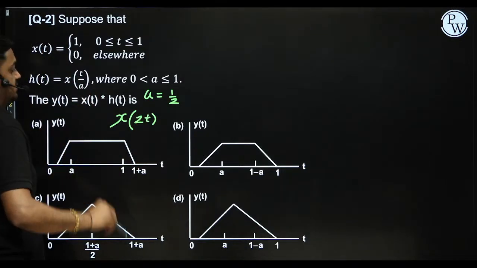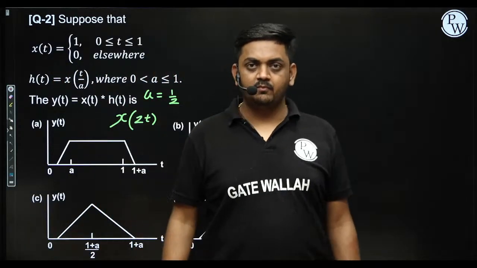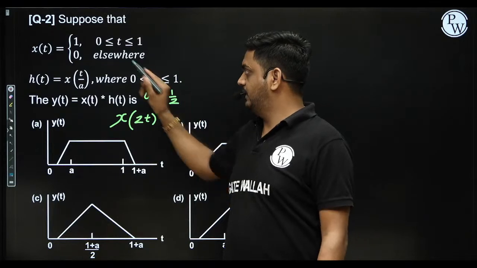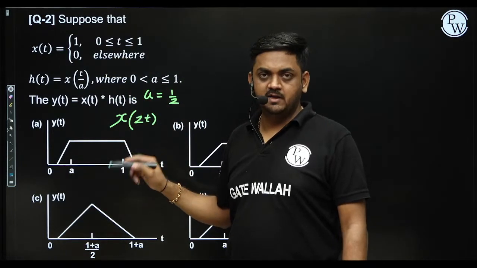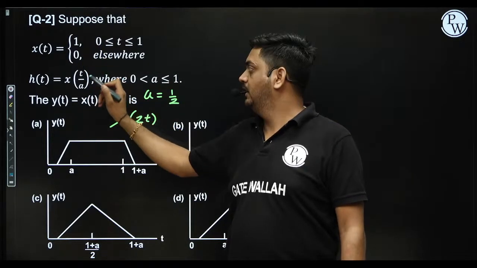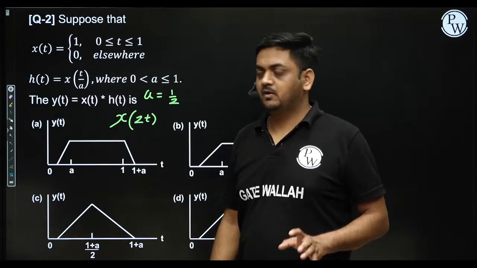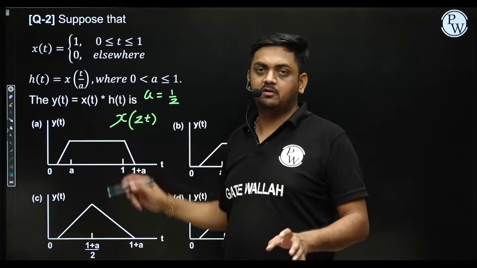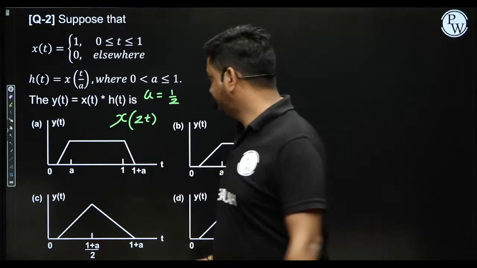So here compression will occur, correct? If a equal to 1, then x of t is equal to h of t. And if a is less than 1, then the convolution of x of t and h of t will involve a compression operation.